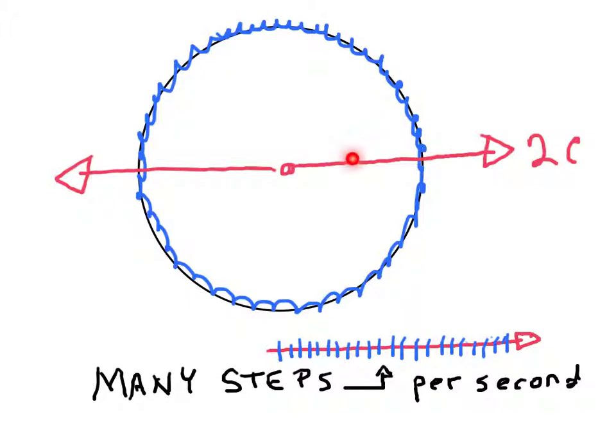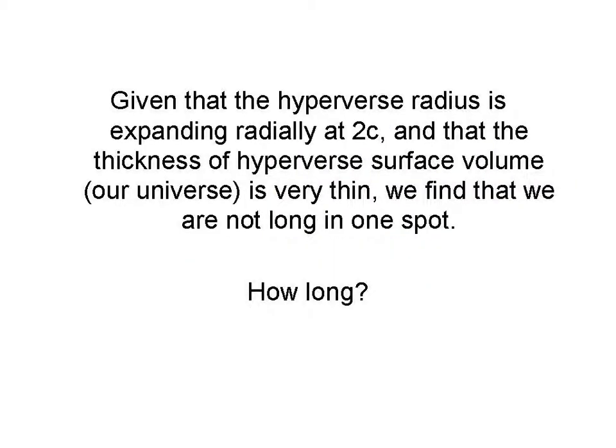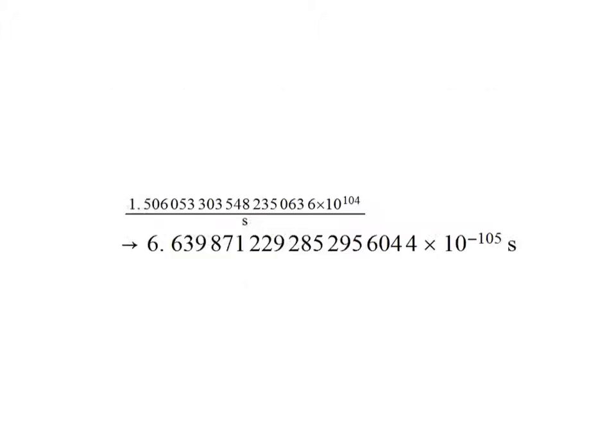Looking again at the hyperverse, we can take the 2c rate of expansion and divide it by the radius of the surface vortices to see how many expansion steps there are per second. We'll divide the 2c radial expansion rate by the small radius, and we find we get 1.5 times 10 to the 104th steps per second. Given that the hyperverse radius is expanding radially at 2c, and that the thickness of the hyperverse surface volume is very thin, we find that we are not long in one spot. How long? The time duration of one radial step is approximately 6.6 times 10 to the minus 105th seconds.